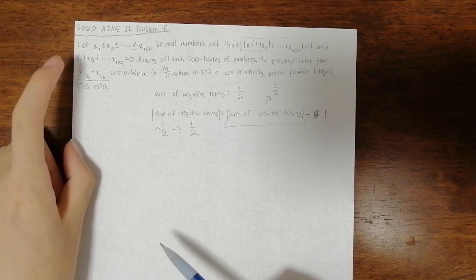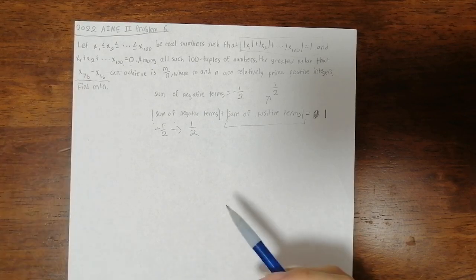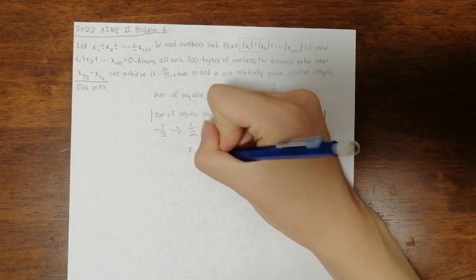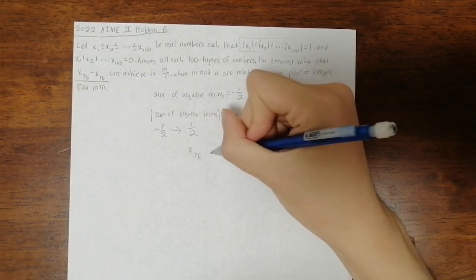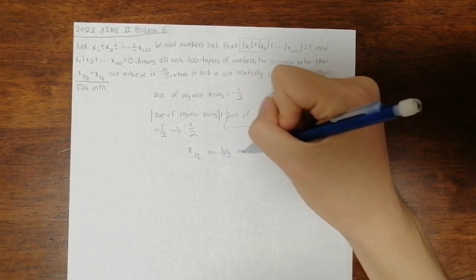Well, we want x sub 76 to be the greatest, as big as possible, basically. And we want, so let me just write that down, as big as possible.